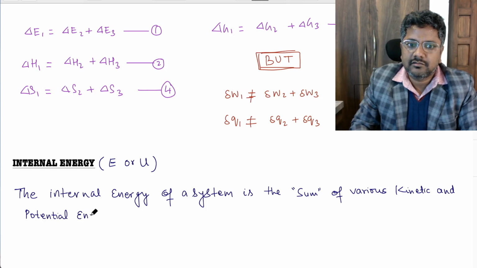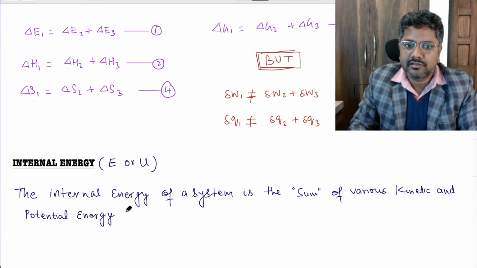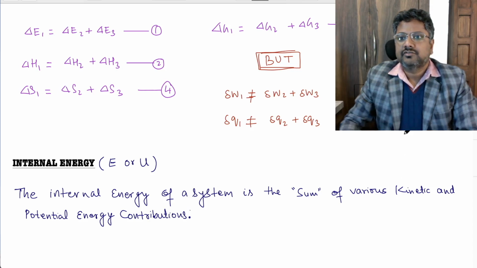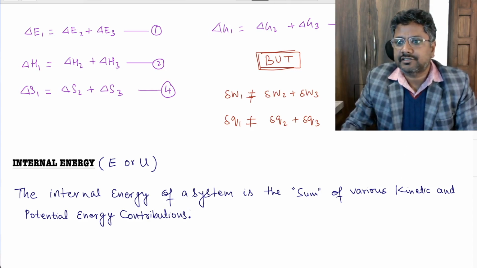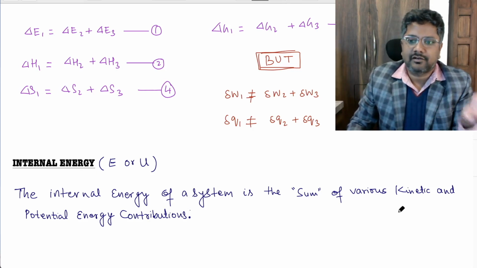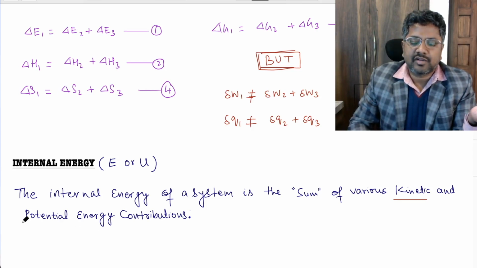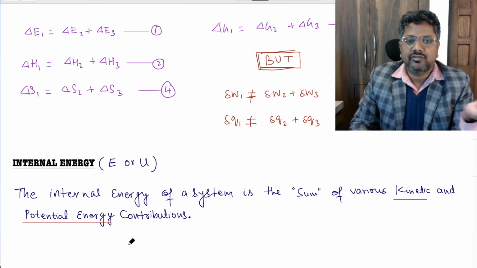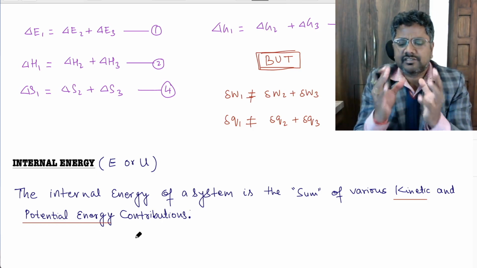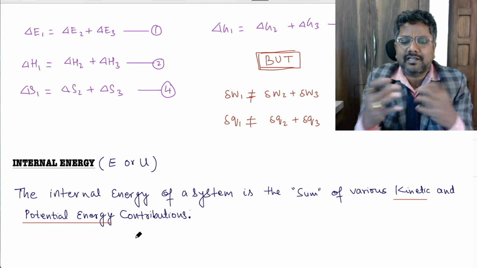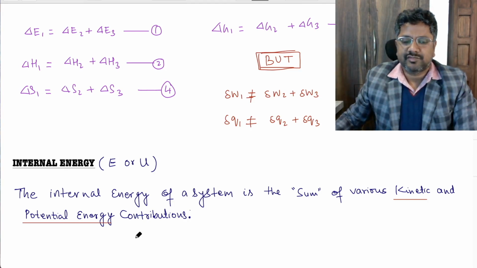Potential energy contributions, right? So when you consider any system, that system obviously has some matter, whether it is solid, liquid, or gas, or some mixture. That matter has some kinetic energy and potential energy, right? So it includes different kinetic and potential contributions which are present in the system.